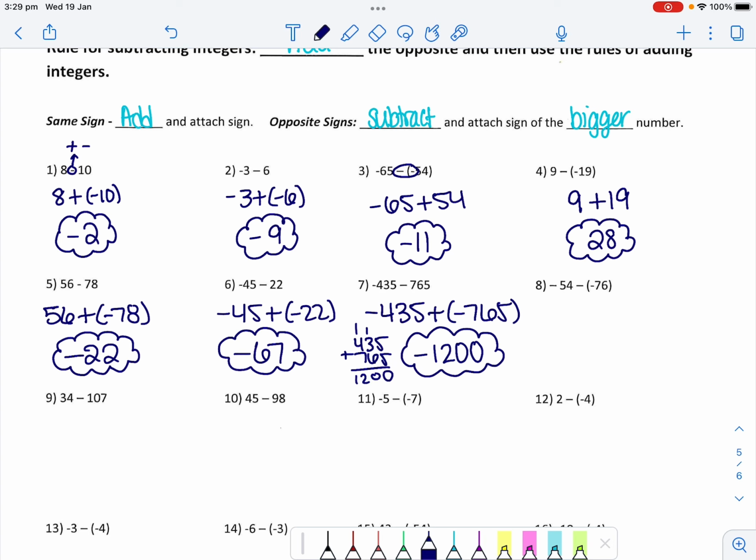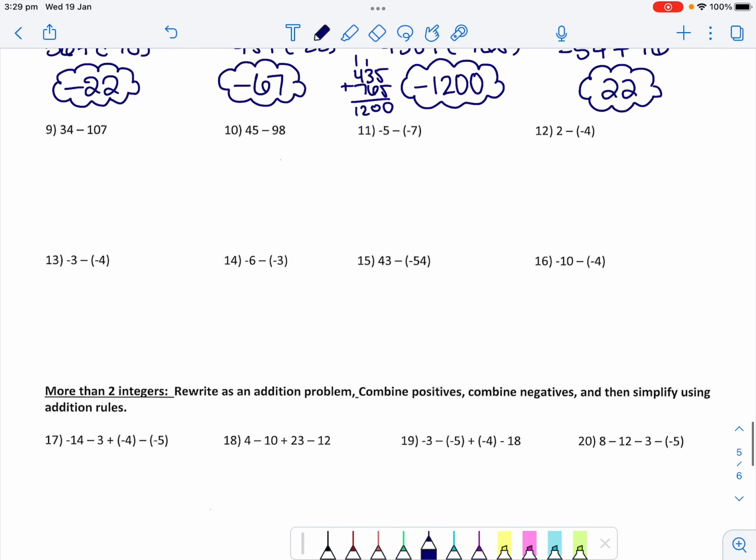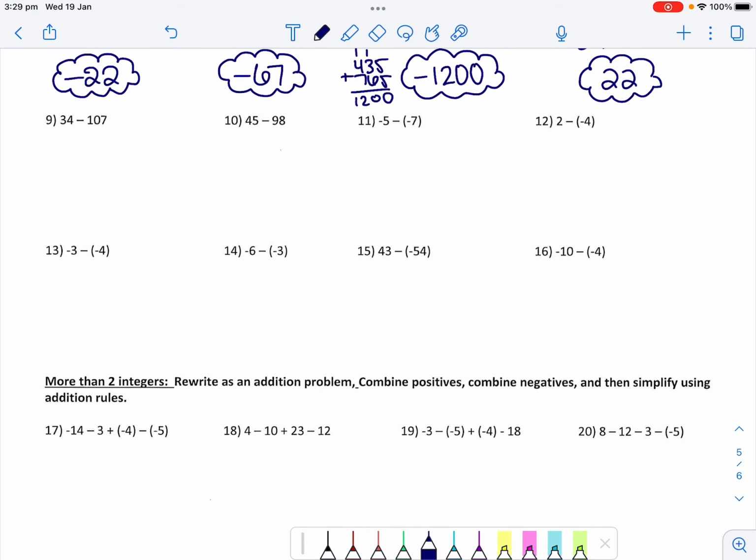Negative 54 minus negative 76 is going to become negative 54 plus 76. 76 minus 54 is 22, and the larger number is positive, so I'm going to keep it as a positive number. I'm going to leave the rest of these for you guys to practice, through number 16, practicing turning it into adding the opposite and then using the rules for addition.